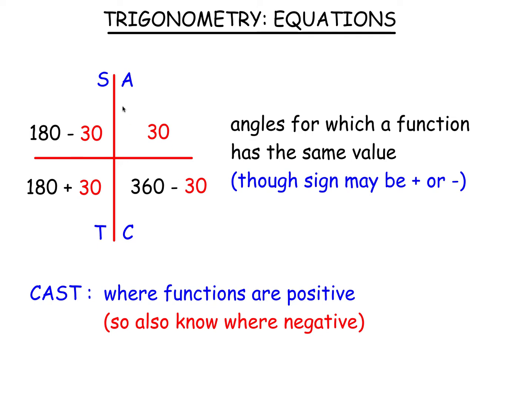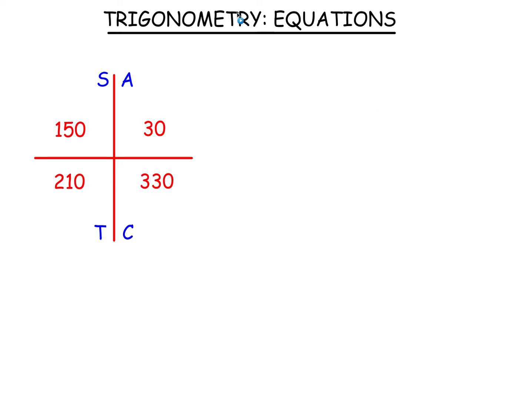These 4 angles, if you were to say get the sine of 30, sine of 150, sine of 210, and sine of 330, they would have the same values. So here, sine 30 is a half, sine 150 is a half, sine 210 is a half, sine 330 is a half. But 2 of them are positive a half and 2 of them are negative a half.